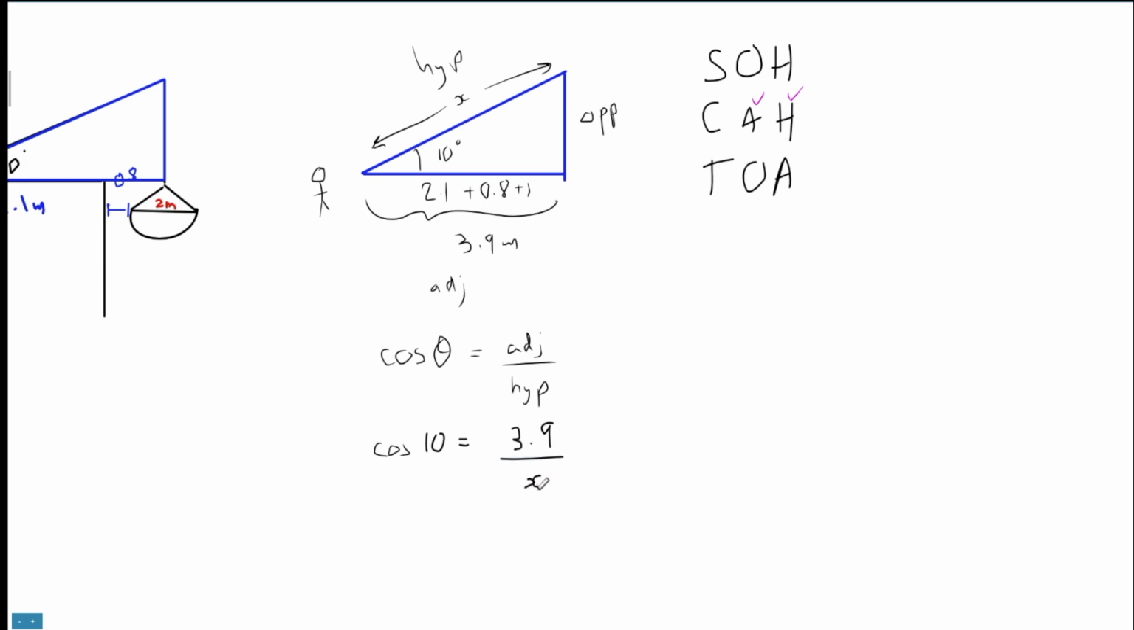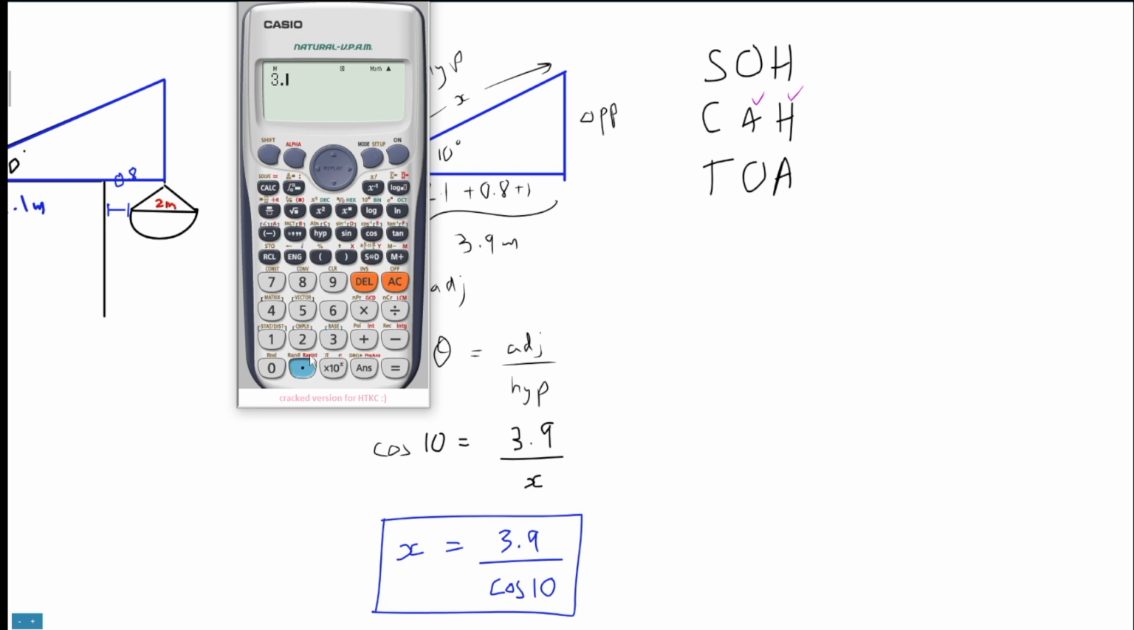Now I'm going to multiply by x, divide by cosine. Effectively, I'm just going to swap them out. I'm going to flip these guys. Because x is equal to 3.9 over cosine of 10. Okay, that gets me my x value really quickly. Let's see if it's any good. 3.9 divided by cosine of 10. Now if you want me to go through that in more detail, let me know. I'll totally do it. We got 3.96.